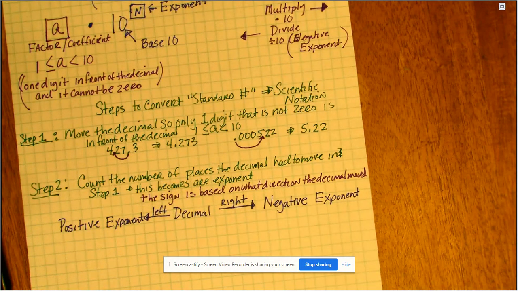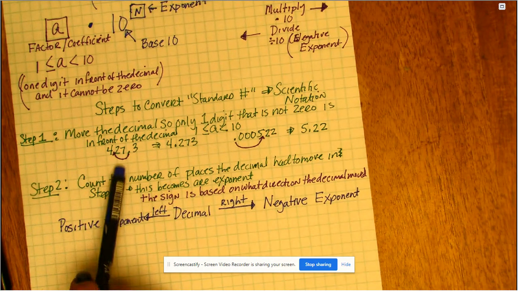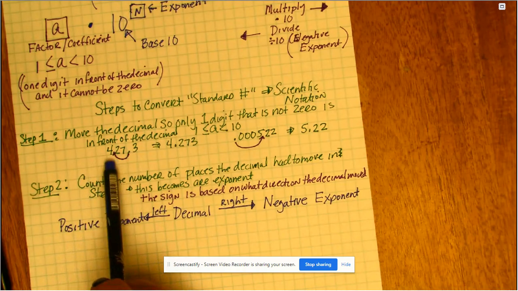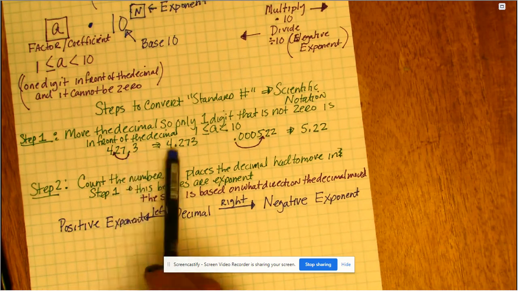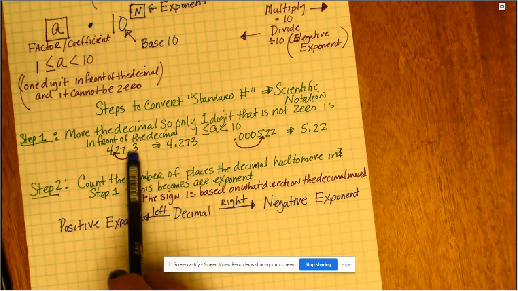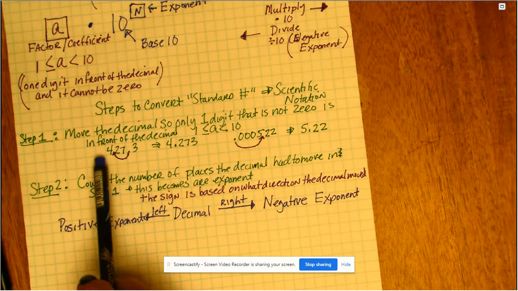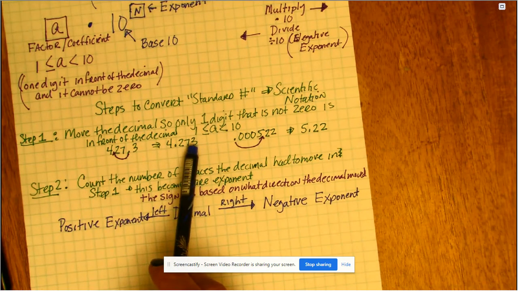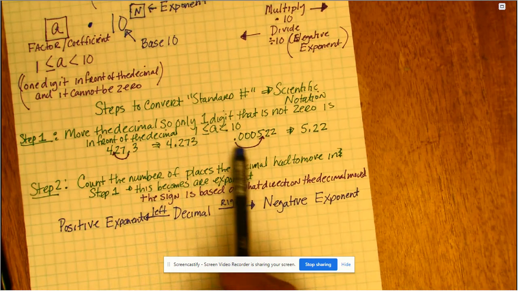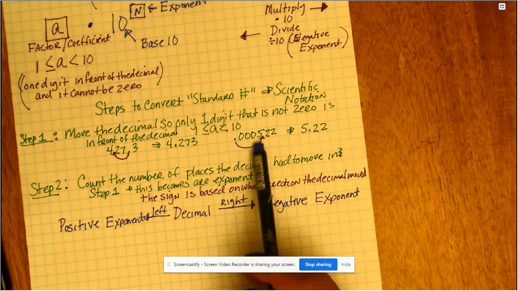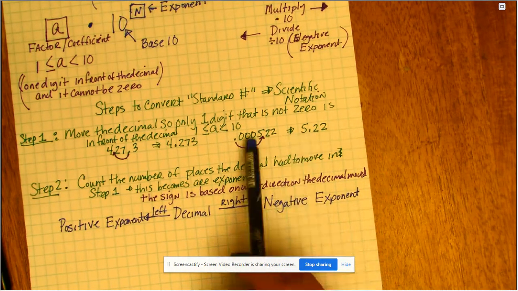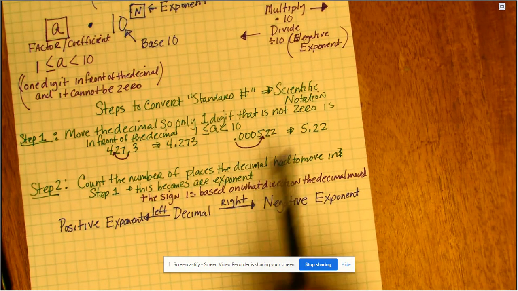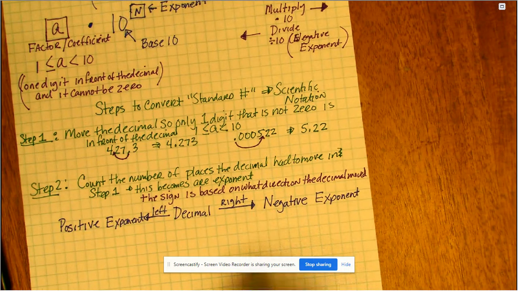Which makes sense, because if we look here, I moved to the left and I went from 427.3 to 4.273. So I need to account for taking away, right? Taking away is like a negative. I need to balance that out with a positive. Here, moving to the right, I added value between the two, moving from here to here. So I have to balance that out by taking it away with a negative exponent.